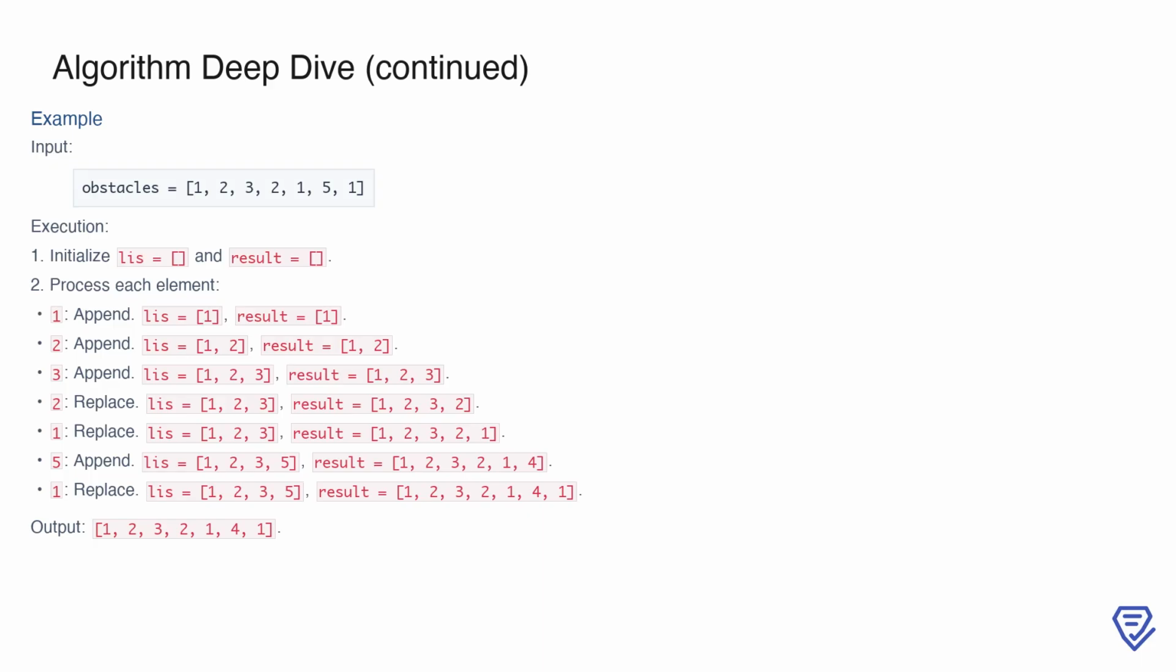The least remains [1, 2, 3], and result becomes [1, 2, 3, 2]. For the next element, 1, it replaces the first element in least, resulting in [1, 2, 3], while result is updated to [1, 2, 3, 2, 1]. Next, 5 is appended to least, making it [1, 2, 3, 5], and result updates to [1, 2, 3, 2, 1, 4]. Finally, the last 1 replaces the first element in least, leaving it unchanged as [1, 2, 3, 5], and updating result to [1, 2, 3, 2, 1, 4, 1]. The final output is [1, 2, 3, 2, 1, 4, 1].